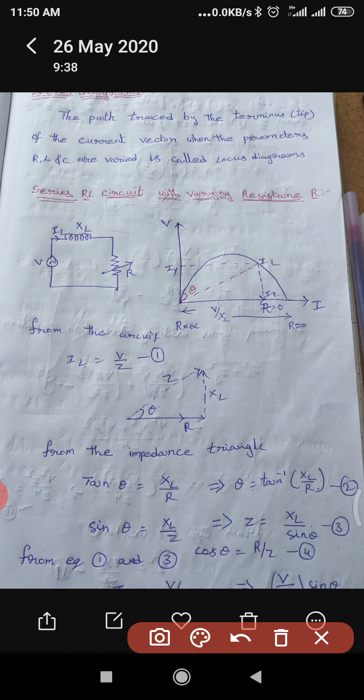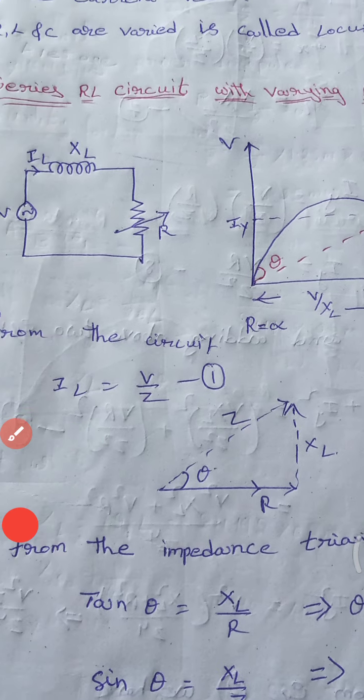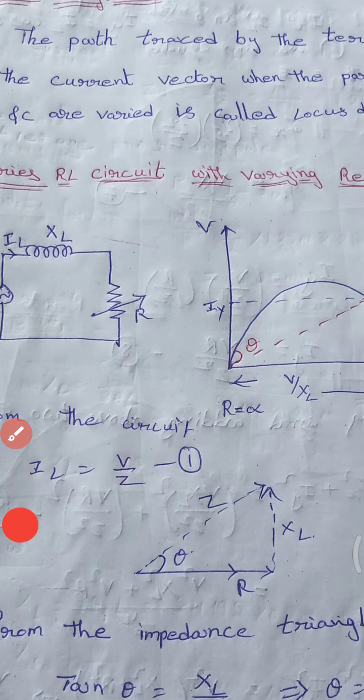So let us see here a series RL circuit with varying resistance. That means here we are considering the RL circuit. In that RL circuit, R is the variable resistor and XL is the fixed inductor. Now let us see how the locus diagram is drawn for this circuit. Here we are considering only two elements: a resistor and an inductor.